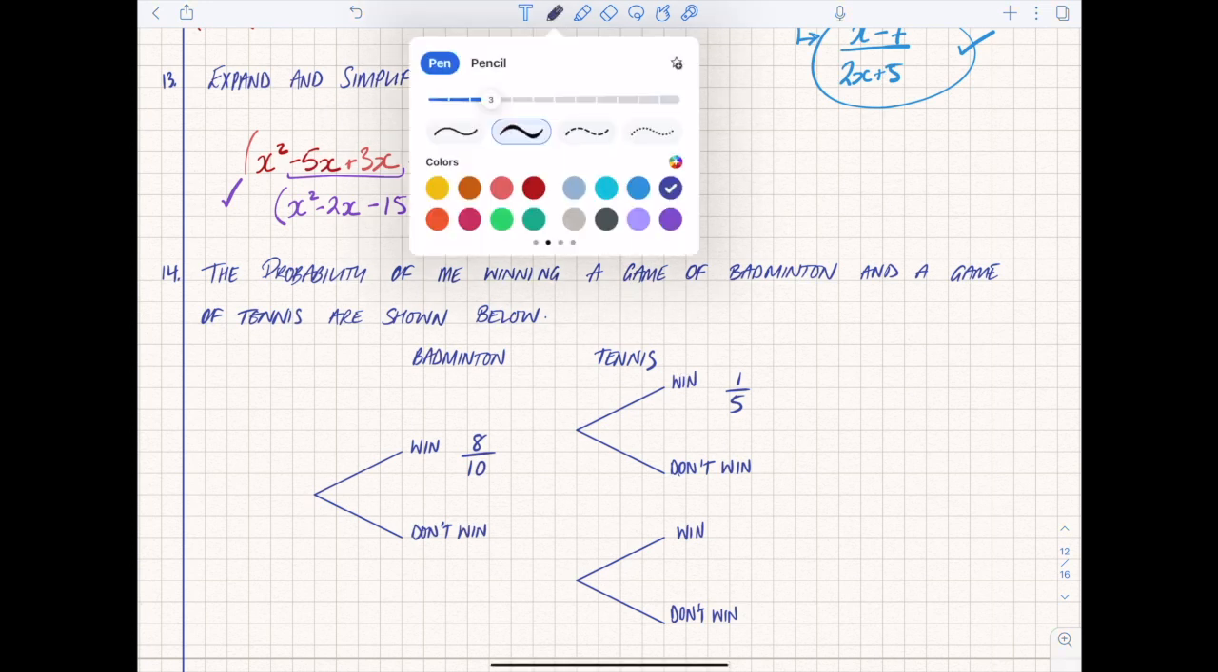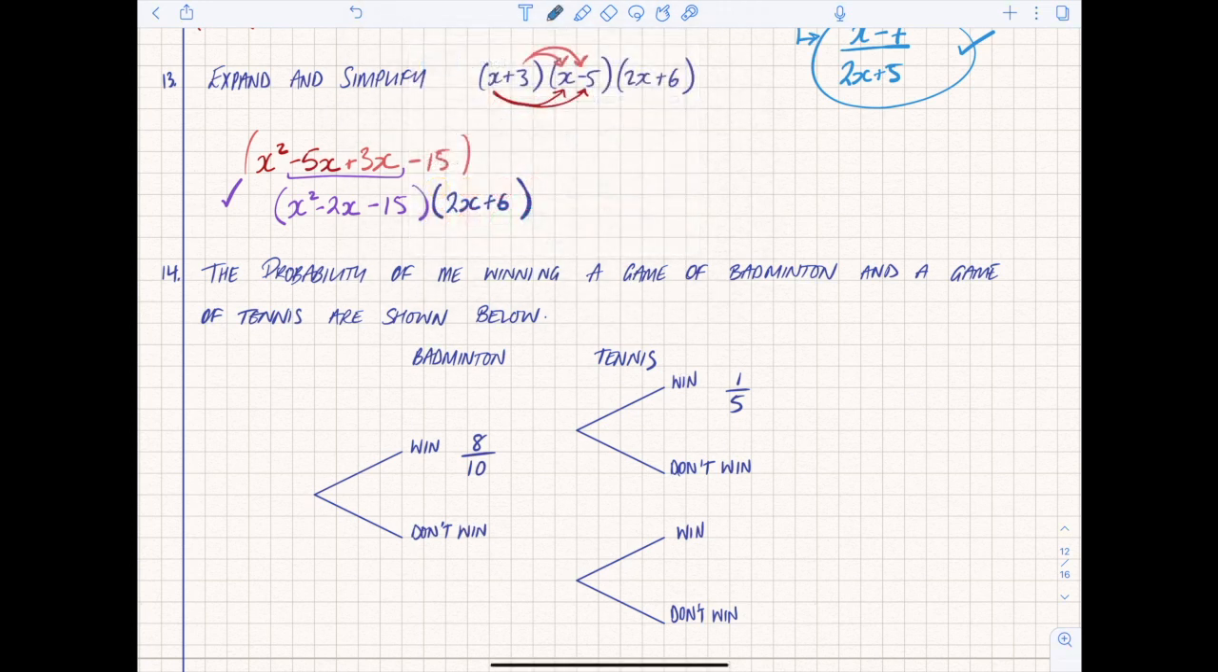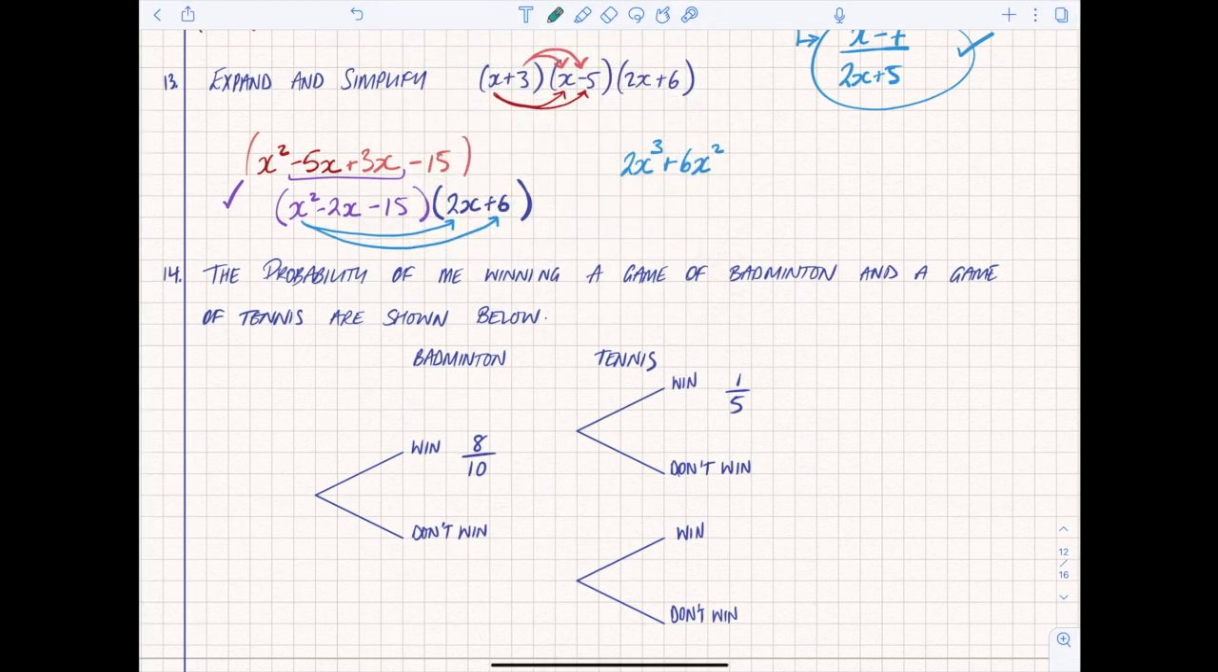And effectively now, what I'm going to do is the moon method, but an additional time. So x squared times 2x is 2x cubed. X squared times 6 is plus 6x squared. Okay. So then I'm going to do minus 2x times by 2x here. This ends up giving me minus 4x squared. Then I'm doing minus 2x times by the 6, which is minus 12x.